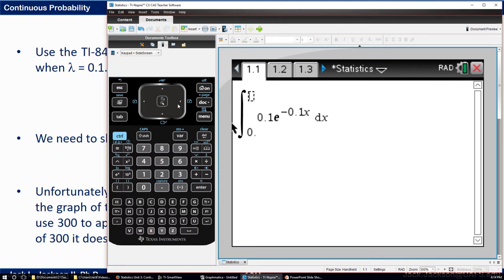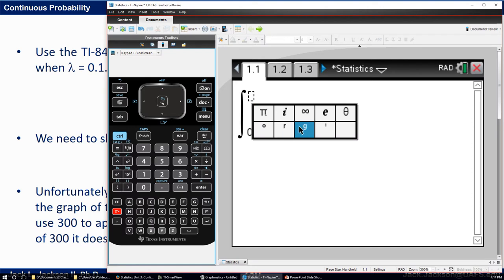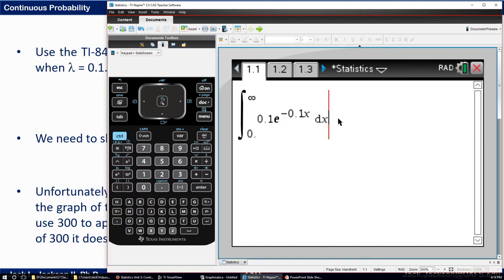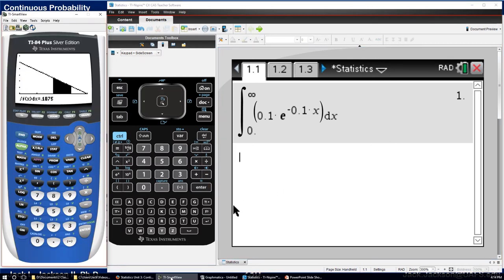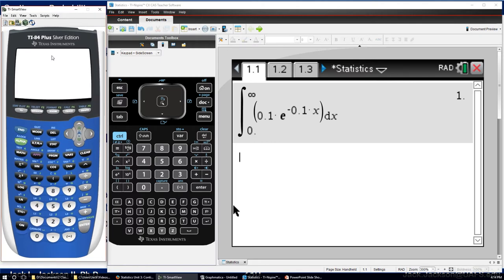Now on the Inspire CAS, I can actually go down here and enter in infinity. And in fact, it will figure it out and tell me that it's exactly 1. Now I can more or less do the same thing on the TI-84. Start with a clean screen here. I can enter more or less the same thing, but I can't enter in infinity. So what I can do is put in some large number, and hopefully we get this to be approximately 1. And I think on this one, 300 actually works pretty good.